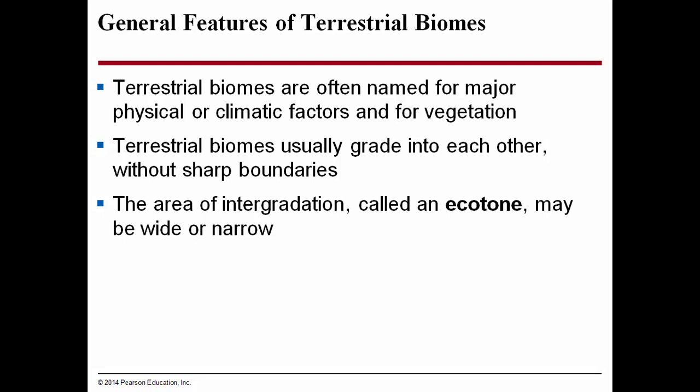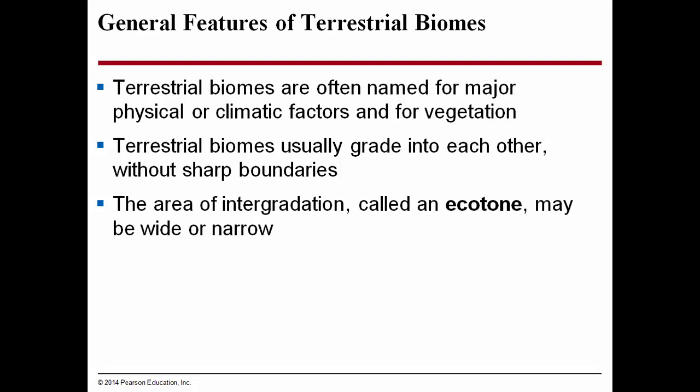Terrestrial biomes are often named for major physical or climatic factors and for vegetation. Terrestrial biomes usually grade into each other without sharp boundaries. The area of intergradation is called an ecotone and may be wide or narrow. So when terrestrial biomes or ecosystems blend into one another, they become an ecotone.